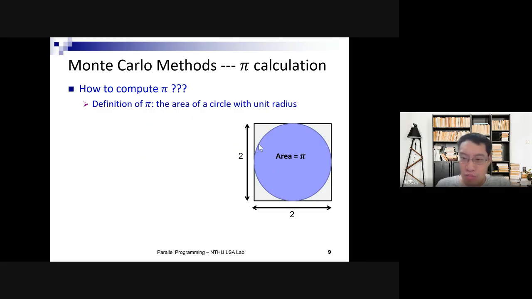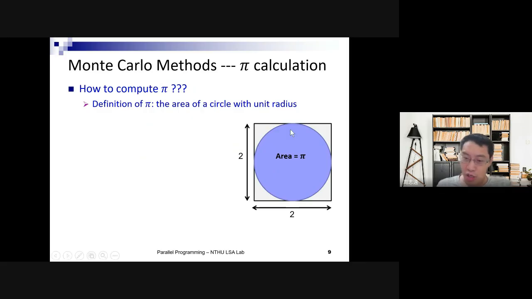Although we know the definition of pi, the value of pi itself is a very complicated number. So if you want to know the exact value of pi, it's not as simple as you might think. One way to do that is using the Monte Carlo method.